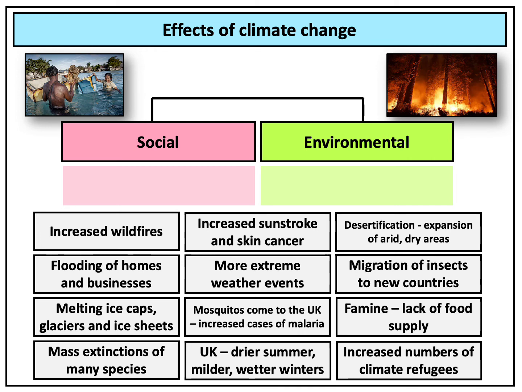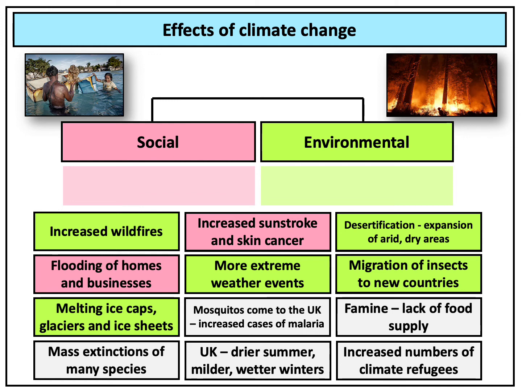Okay, so increased wildfires are environmental. Increased sunstroke and skin cancer, that would be social because it affects people. Desertification is the expansion of arid, dry areas, environmental. Flooding of homes and businesses affects people, so it is social. More extreme weather events, environmental. Migration of insects to new countries, environmental. Melting ice caps, glaciers and ice sheets, again environmental.